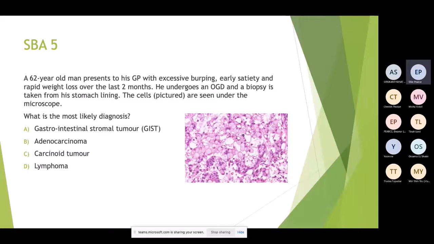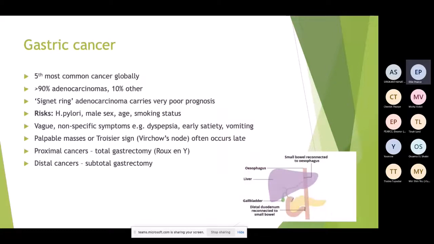Okay, great. So we've got a bit of an even split again there between A and B. So the answer is B. So this is a type of adenocarcinoma. Can anyone pop in the chat what sort of adenocarcinoma this is? It's got a histological term that we use for it. Yes, that's brilliant. So Osama's got it there. So it's the signet ring adenocarcinoma. So that's a type of gastric cancer.